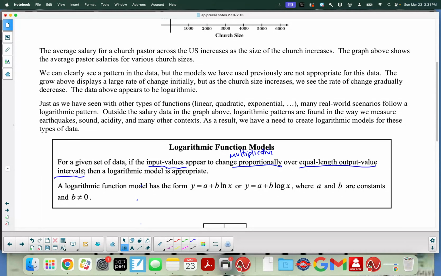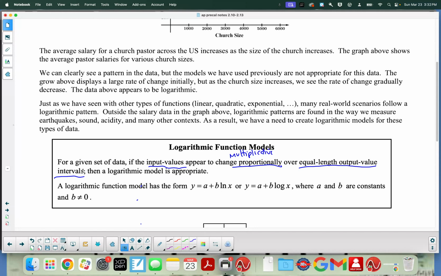So everything else we've done before this, exponential, linear, quadratic, they've all been equal length input values, right? But now they've changed. Now the outputs, right? We were talking about them being linear or arithmetic, where they were being added, described in the same way we would before. You're describing your outputs now as equal length output value intervals, okay? And your inputs change proportionally or multiplicatively.